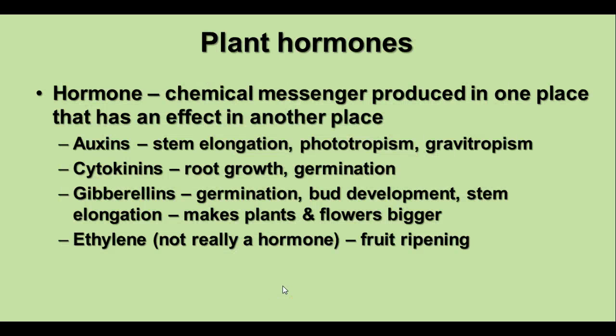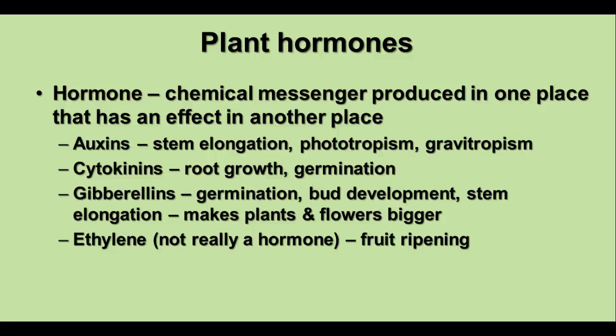A hormone is a chemical messenger that is produced in one place and has an effect in another place. And there are three main kinds of hormones, well, really four kinds of hormones in plants. The auxins, which are involved in stem elongation, and since they're in stem elongation, that has to do with phototropism and gravitropism, because both of those have to do with elongation of the cells.